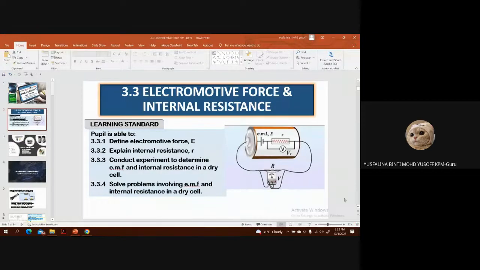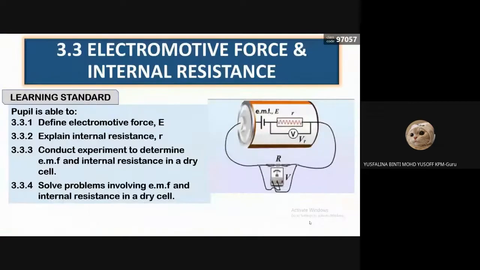All right. So we continue. Electromotive force. We already learned in 3.2 about resistance, so we already finished resistance. Now we move to electromotive force and also the internal resistance.